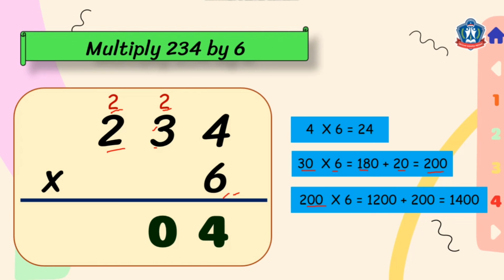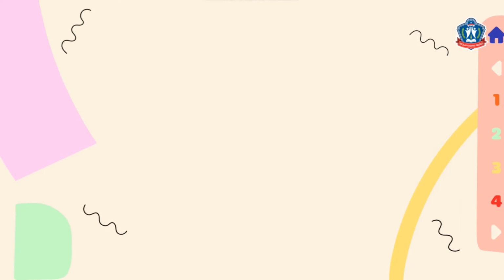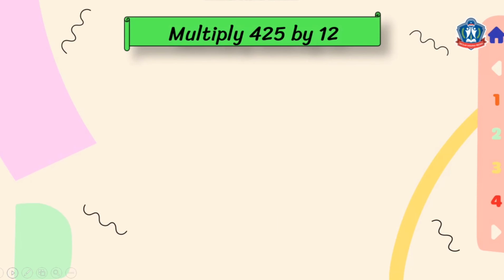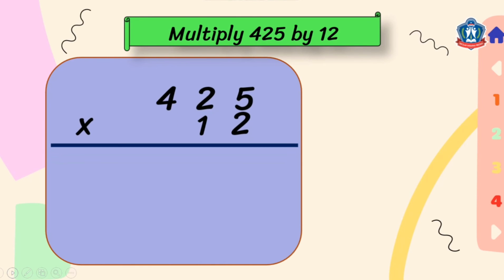Next, we will multiply the number 2 and 6. 200 times 6 is 1,200. Plus the 2 here, or the 200, so the answer is 1,400. And we will only write 14 because we already have the 0 and 4. So our answer, children, is 1,404.